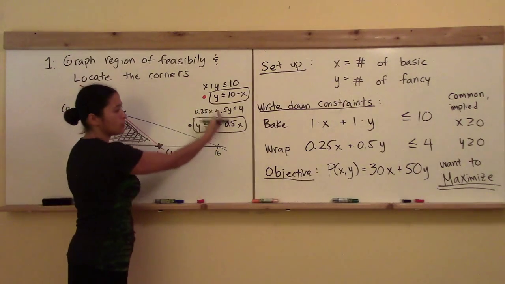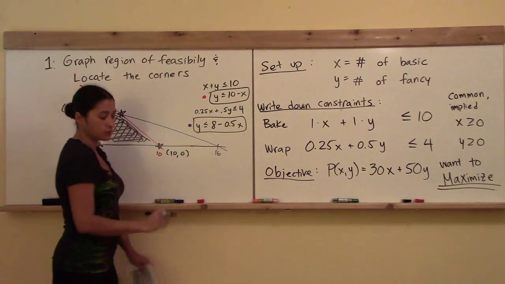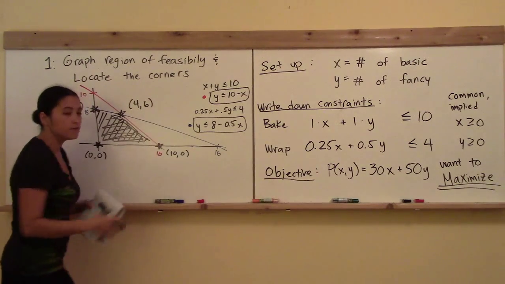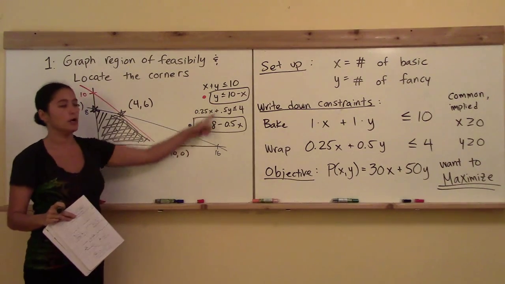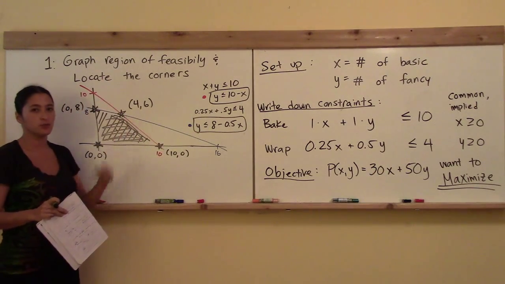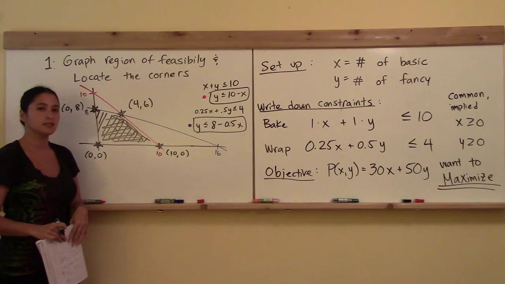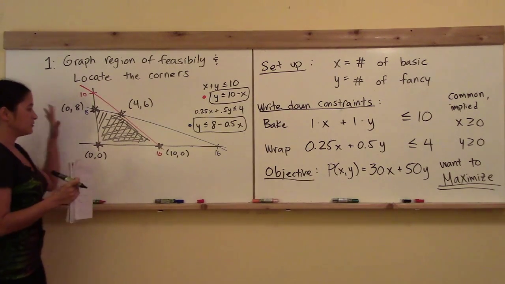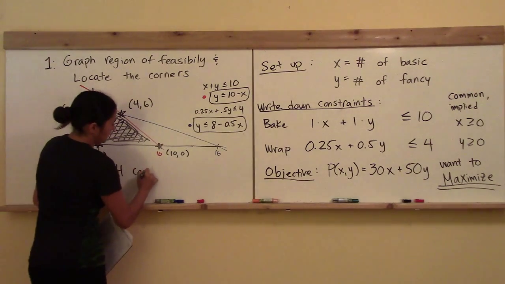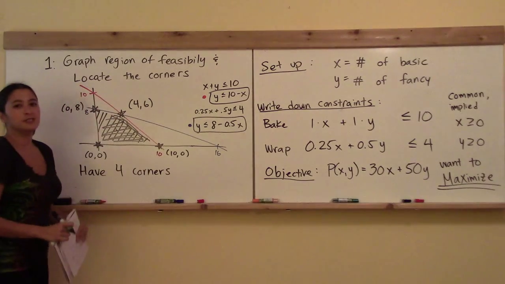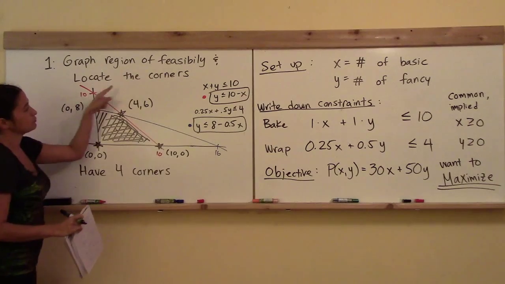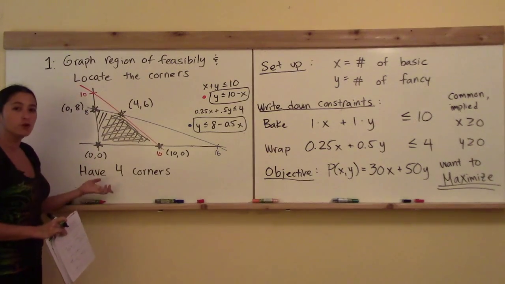That's right, you're going to solve this simultaneous system of equations, and I will just tell you the answer here, but I definitely recommend that you know how to solve these, so just pause the video, make sure that you can derive that the intersection point of those two lines is 4, 6. Okay? Alright, so now we have 4 corners, and that concludes step 1 of this 2-step process. Step 1, graph the region of feasibility and locate the corners. I got it. I got 4 corners.